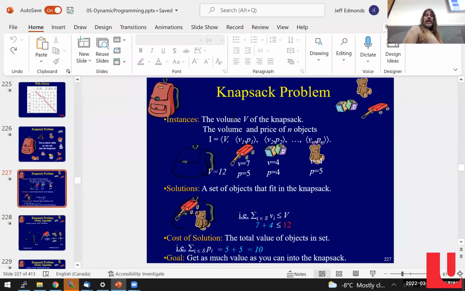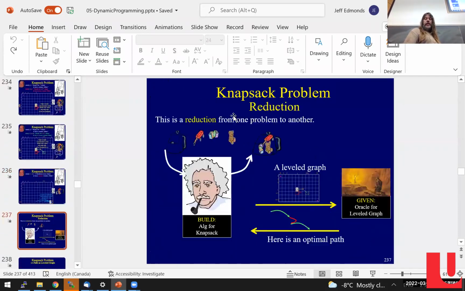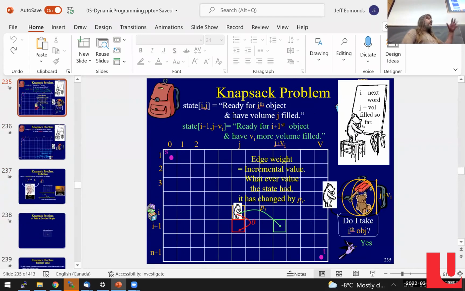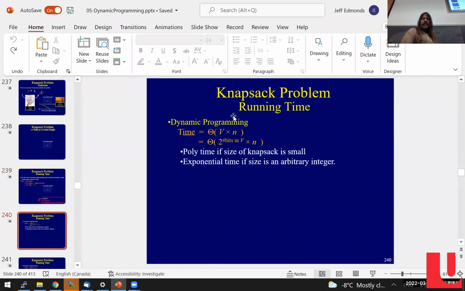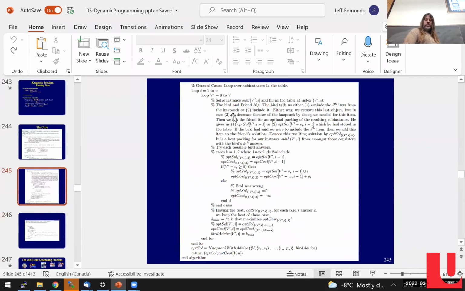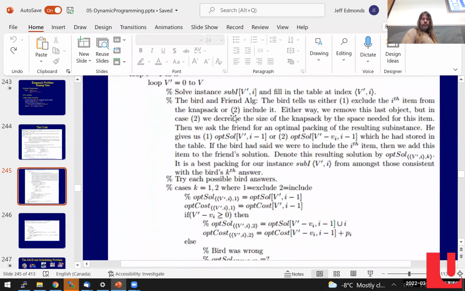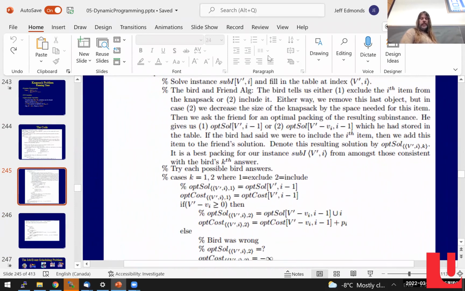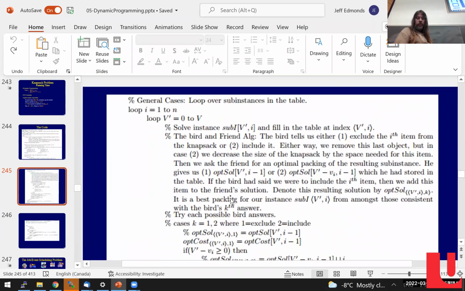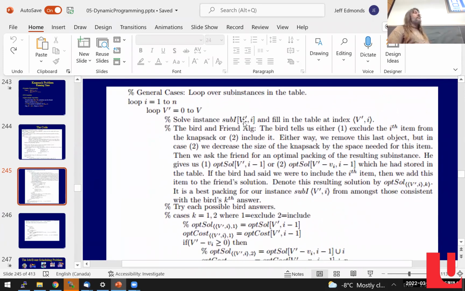All right, we did knapsack, and you have to turn its graph around too, but it's pretty straightforward. And then here's the code, which is pretty straightforward. I asked the bird whether to take the... Here, what is my problem? My problem is I have a knapsack of size V prime, and I want to pack it with the first i objects. So I ask her, should I put the ith object in or not?